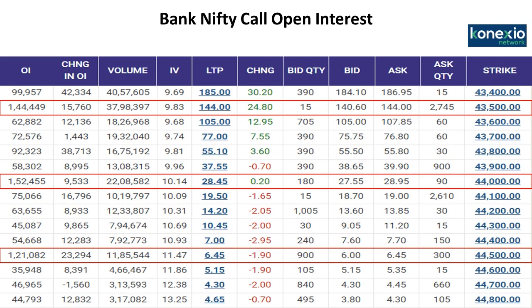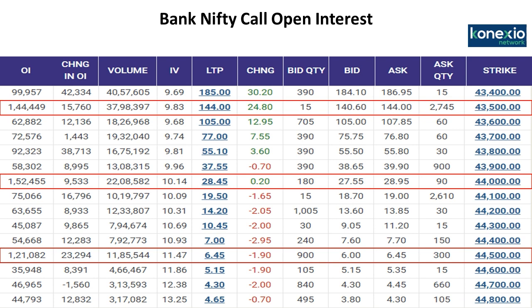You will see on the screen in Bank Nifty calls, the action was seen in 43,500 calls, then 44,000 calls, then 44,500 calls. You can see there is a rise in the open interest, there is a rise in the volume. The implied volatility is in a comfortable zone between 9.83 and 11.47.